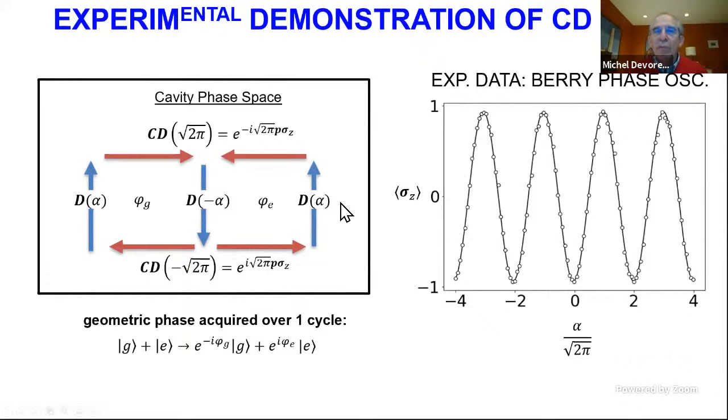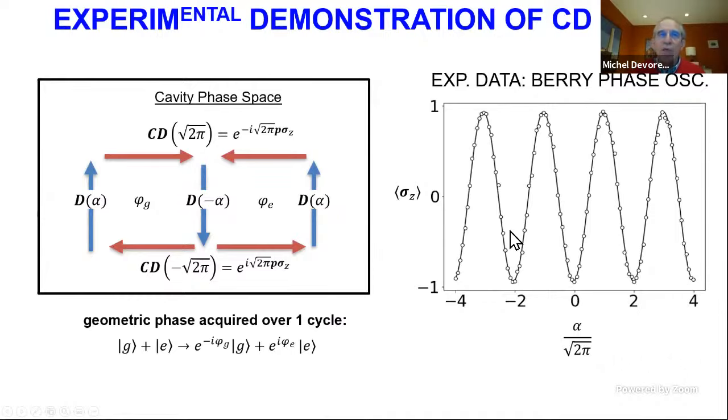Of course, in order to be able to do that, you have to calibrate this conditional displacement, this CD gate, very precisely. And this is done by doing basically two opposite rotations in phase space, depending on the state of the qubit. And the interference between these two cycles creates a Berry phase oscillation, which we actually use to calibrate the gate.